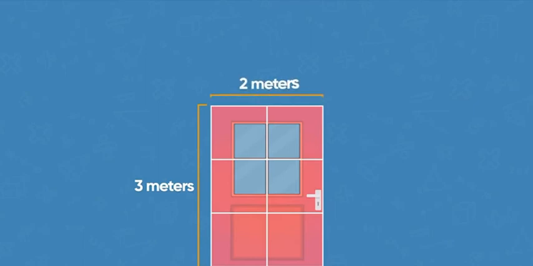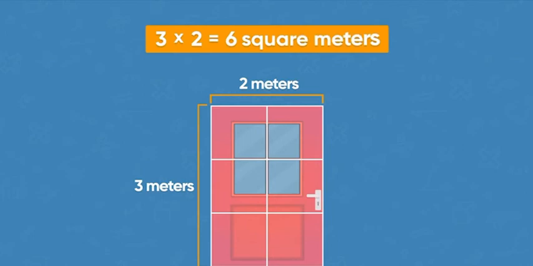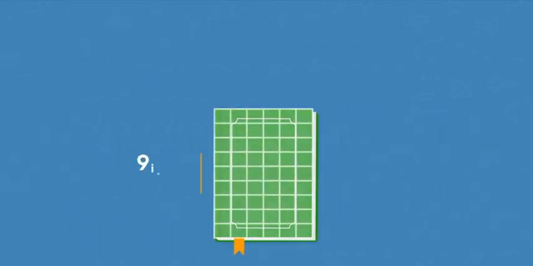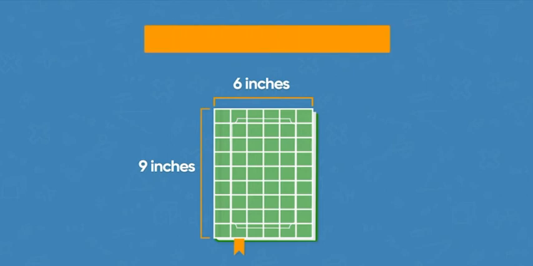For example, if we have a door that's 3 meters tall and 2 meters wide, its area is 3 times 2, which is 6 square meters. And this book that's 9 inches long and 6 inches wide would have an area that's 9 times 6, which is 54 square inches. So you use the same process, no matter what the unit is.